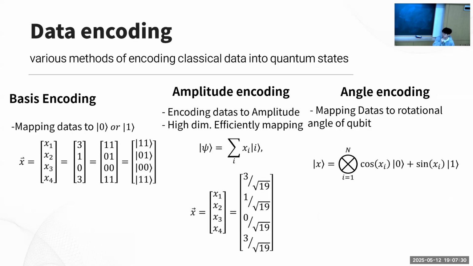So these are the following methods to encode in a quantum way. One is basis encoding, which is mapping binary data directly to 0 ket and 1 ket, respectively. As you can see on the slide, the number 3 is converted to binary data, 1 1, and 1 1 goes to the 1 1 ket. And following that, 1 goes to 0 1 and it goes to the 0 1 ket. This is how basis encoding works.